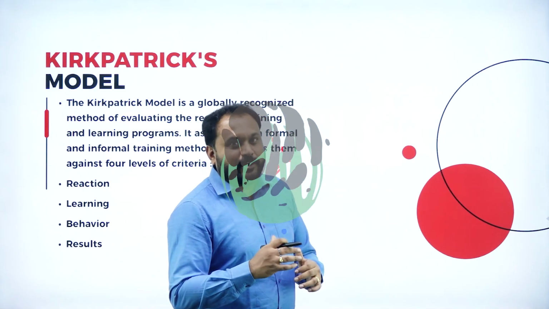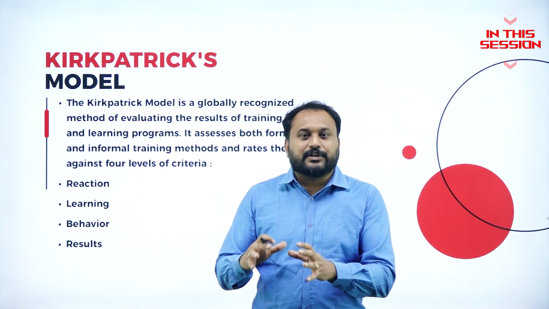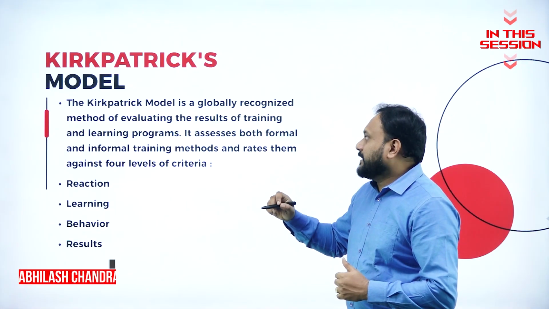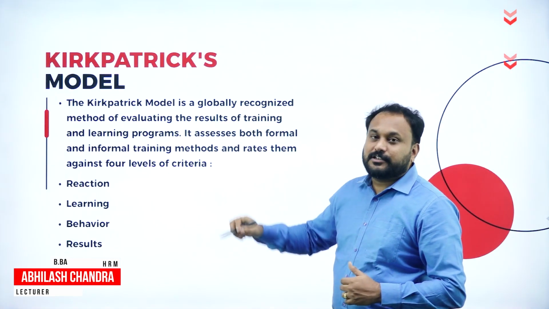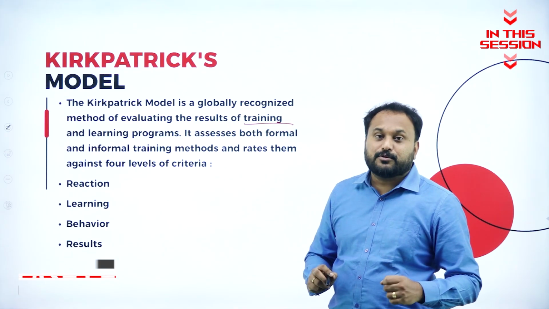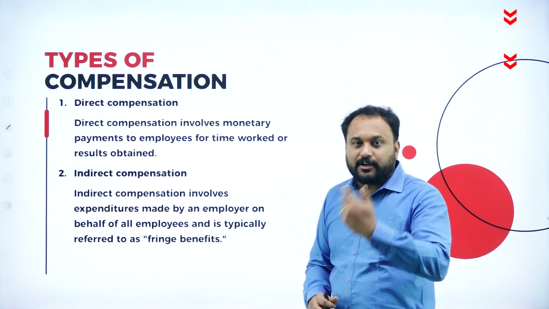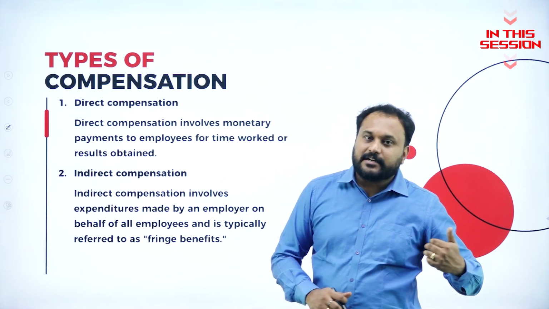Whether the employees who attend the off-the-job training really got trained? The Kirkpatrick model is a globally recognized method of evaluating the result of training and learning programs. Types of compensation: there are two types of compensation. One is direct compensation, another is indirect compensation.